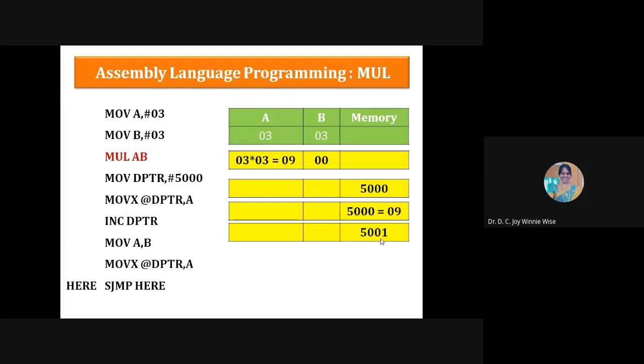Because I want to store the data available in the B register, I'm incrementing the DPTR register. Then the content of B is transferred to the accumulator, because to store data into the memory, the data must be in the accumulator only. Then MOVX @DPTR, A: the content of the accumulator, which is 00, is transferred to this memory location. The next one is the halt, a short jump instruction.